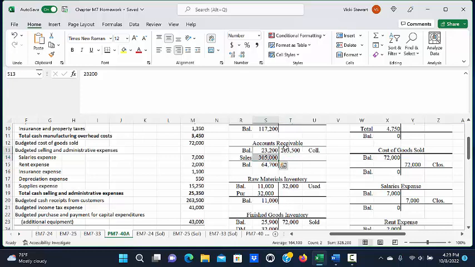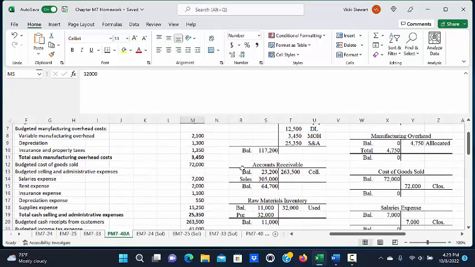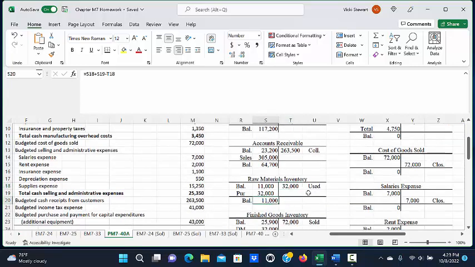So adding our debits and subtracting our credit would give us an ending balance in accounts receivable of $64,700. Our beginning balance in raw materials inventory was $11,000. The problem gave us the direct materials purchases and said that all of those would be used. So we would have a debit to raw materials for $32,000 and a credit to raw materials of $32,000, so our ending balance would be $11,000.